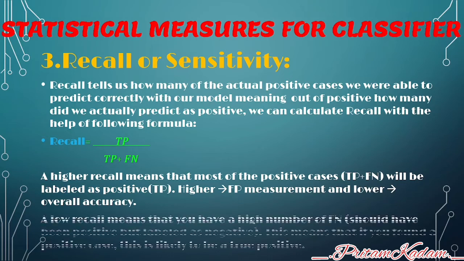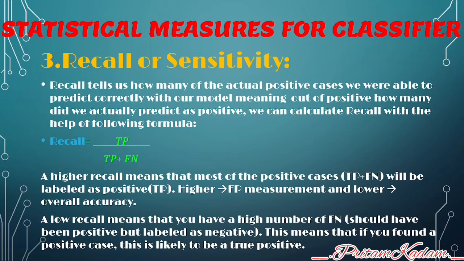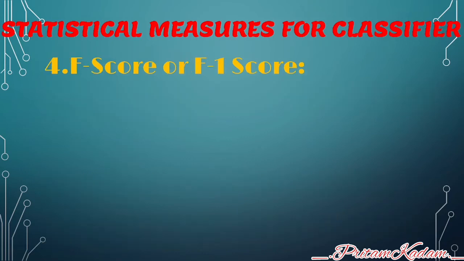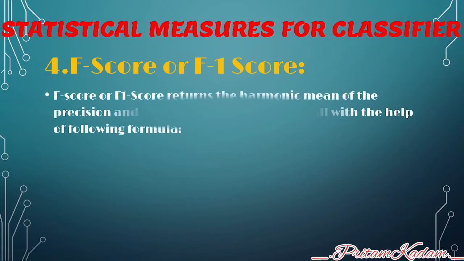But let me just tell you that too. So a low recall means that you have a high number of FN, that is should have been positive but labeled as negative, and this also means that if you found a positive case, that one is likely to be a true positive. Okay, so let us proceed for the next one, that is F score or F1 score.